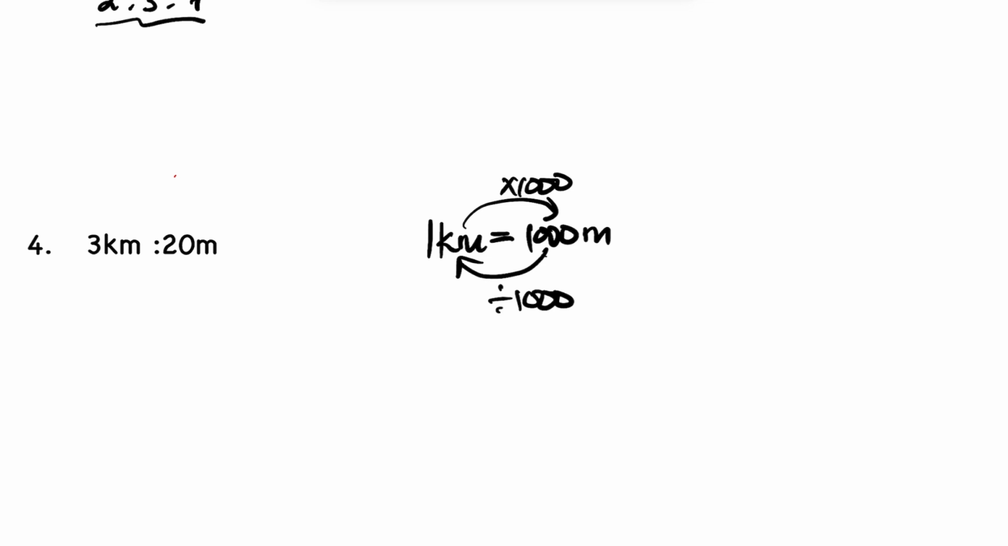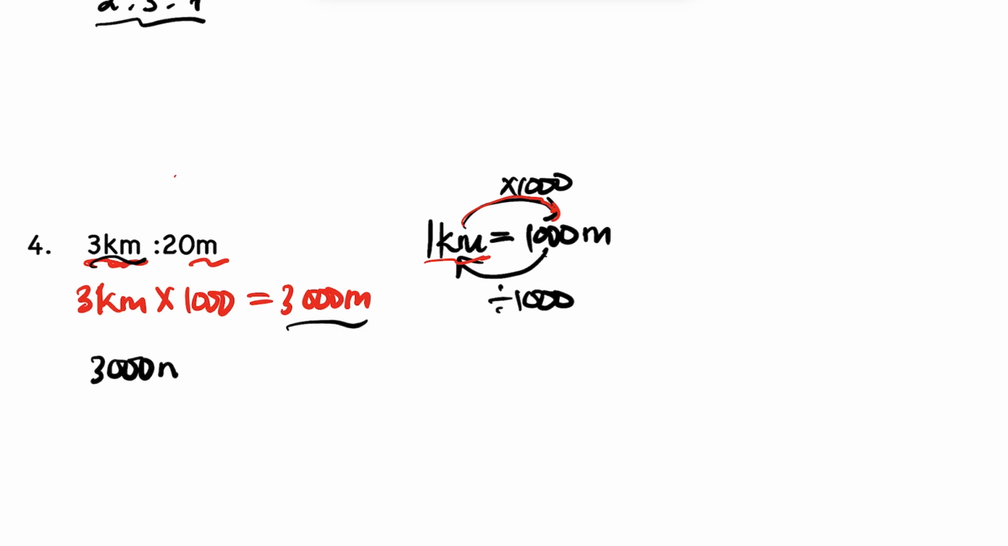So what are we going to do? We're going to convert the bigger unit, the kilometers, to the smaller unit, meters. So what are we going to do with the 3 kilometers? We'll say 3 kilometers multiplied by 1000, because we're coming from kilometers to meters. So the answer will be 3000 meters. So let's rewrite the ratio. Instead of 3 kilometers, we're going to have 3000 meters is to 20 meters.